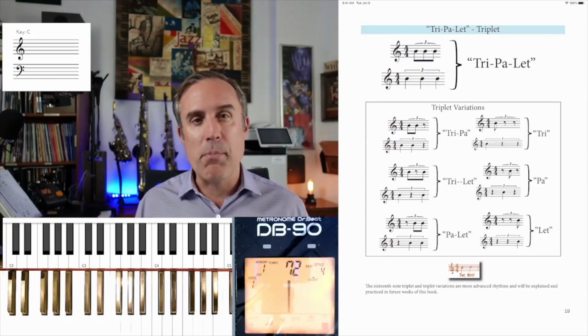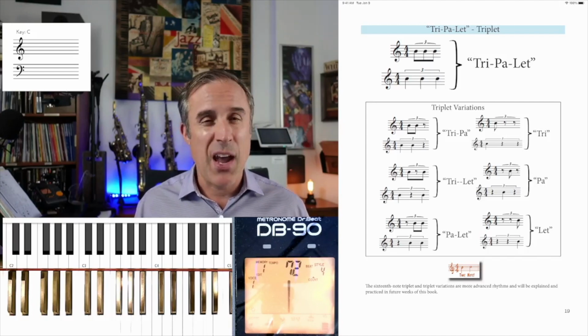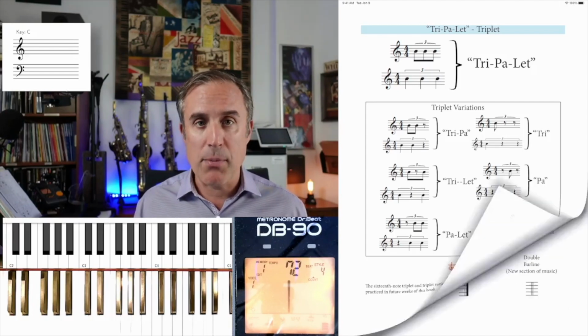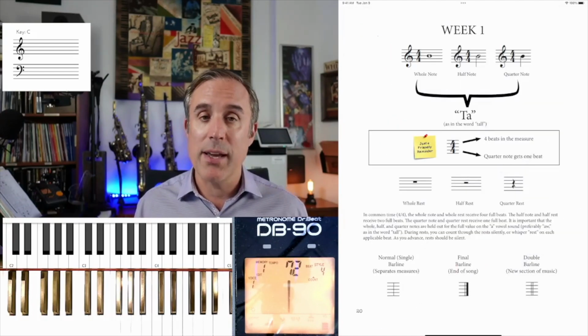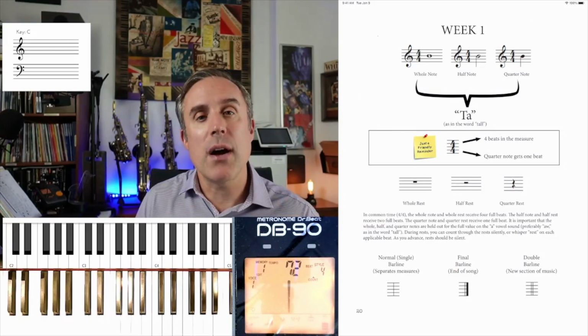These are the 4 basic words that we use to vocalize rhythms in the Tik-A Tee method. And we'll get into all of them. But as promised, we're going to dive into week 1 today, so let's go. Week 1's concepts are straightforward.